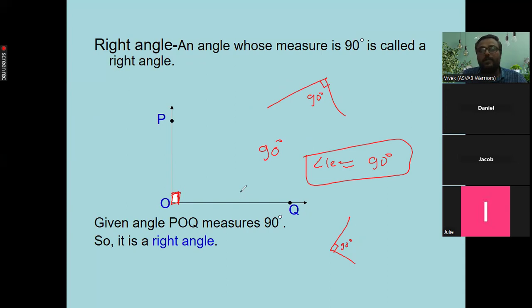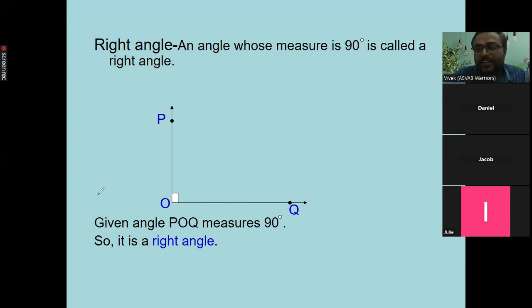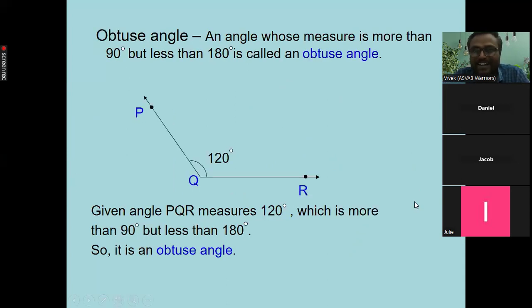Now if you have understood about 90 degree, please show me a thumbs up guys. So we have understood about acute angle and we have also understood about right angles. Let's move on to the next, which is obtuse angle. Show me a thumbs up if you have understood about acute and right angle. Come on, Jacob, Daniel, Julie. If you have understood about acute and right angles, just show me a thumbs up. After that, we'll move on to the obtuse angle.